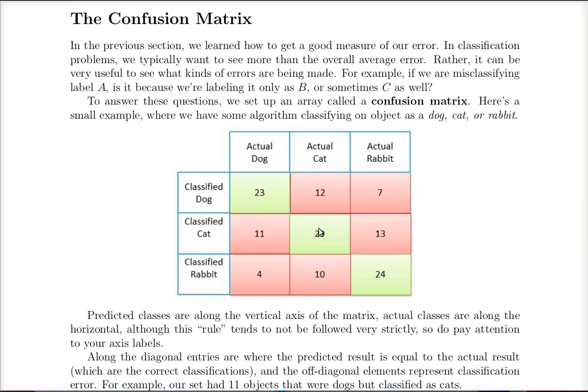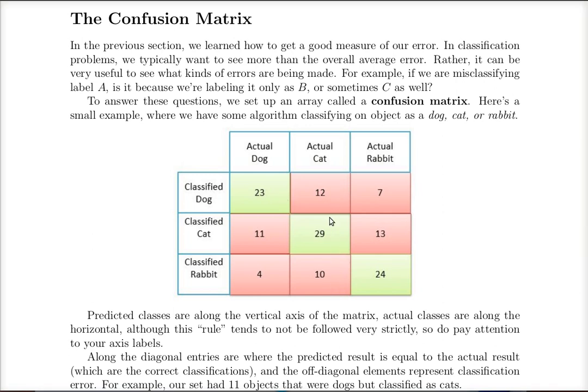So along the diagonal here are the actual accurate values, right? Because, for example, the actual dog was classified as a dog, actual cat classified as a cat, actual rabbit classified as a rabbit, and so on. Good. And then you could go down each column if you wanted to, right? Because out of all the dogs, the dog was classified 23 out of, let's see, is that 34, 38, 23 out of 38. And so that's a pretty good number.